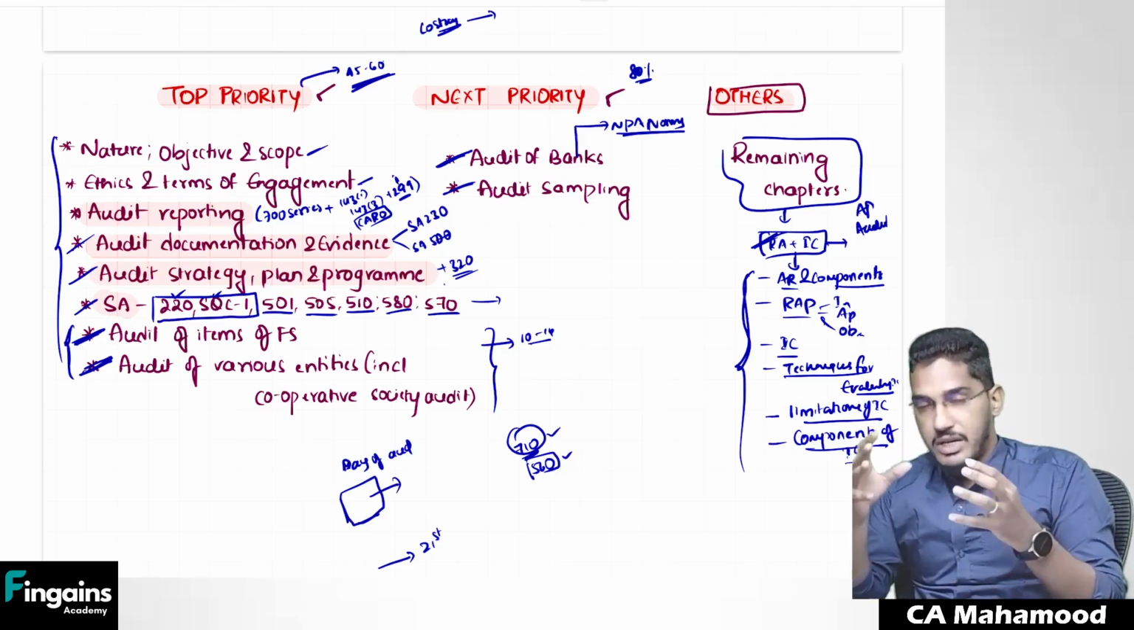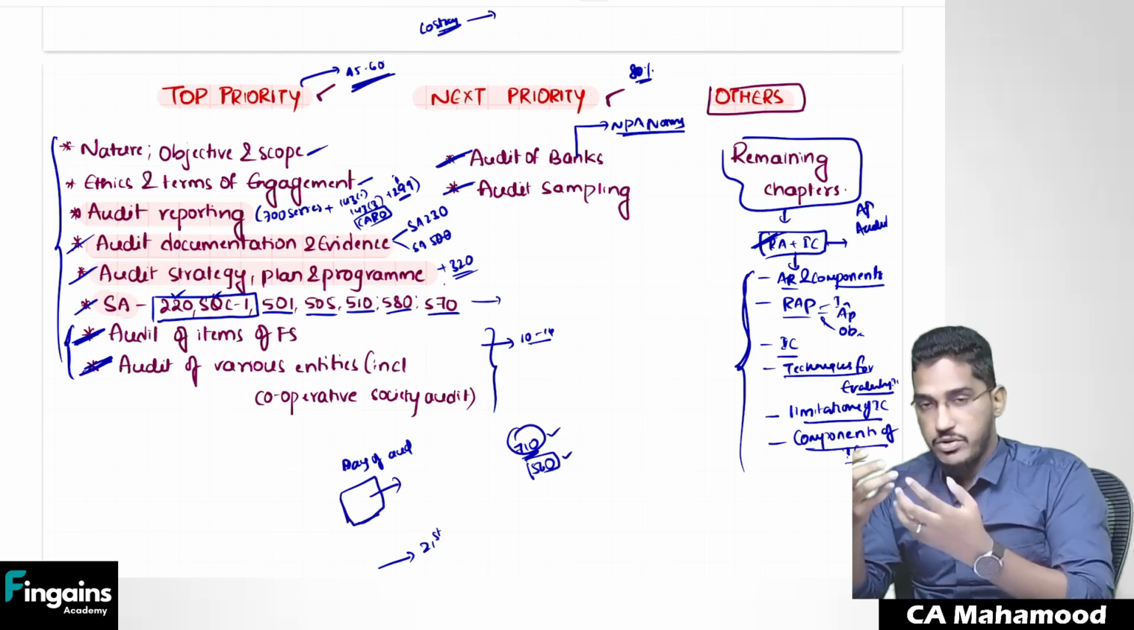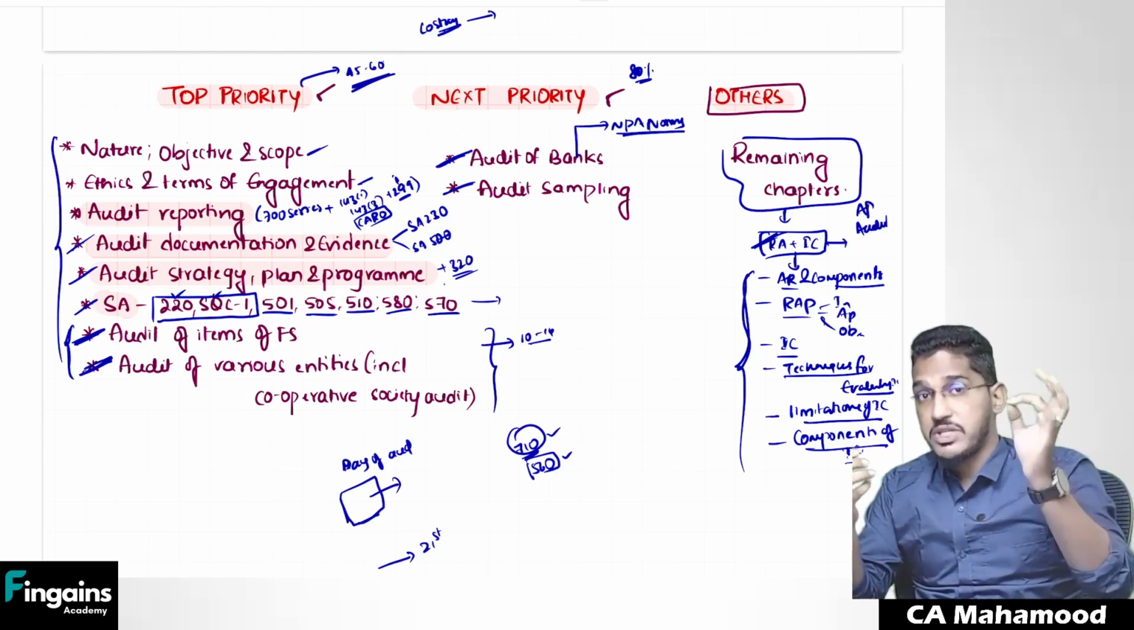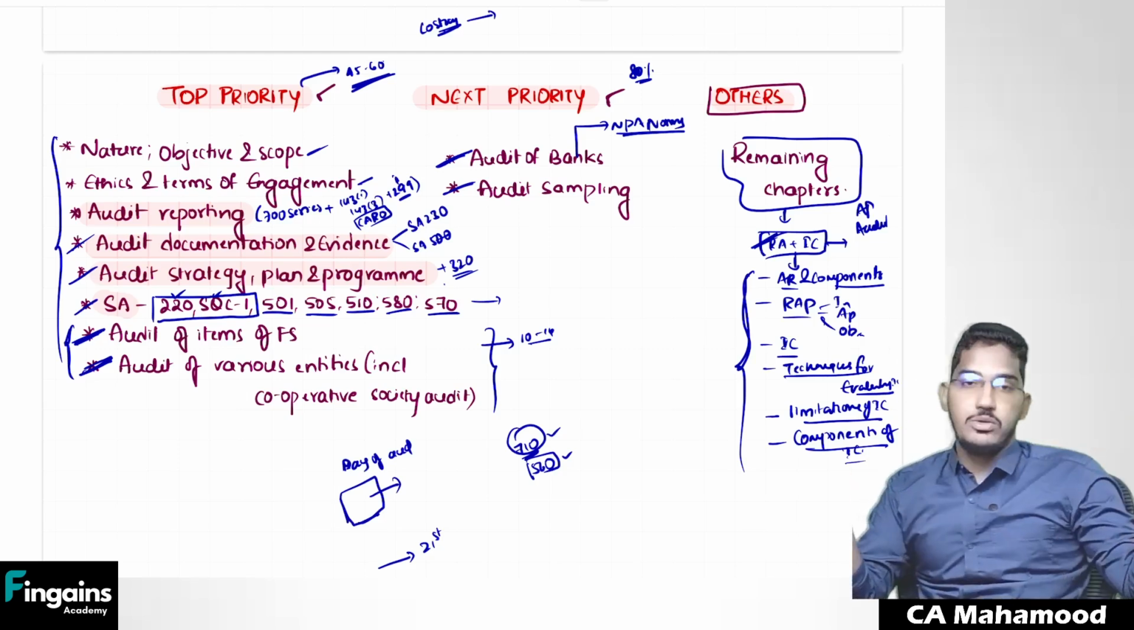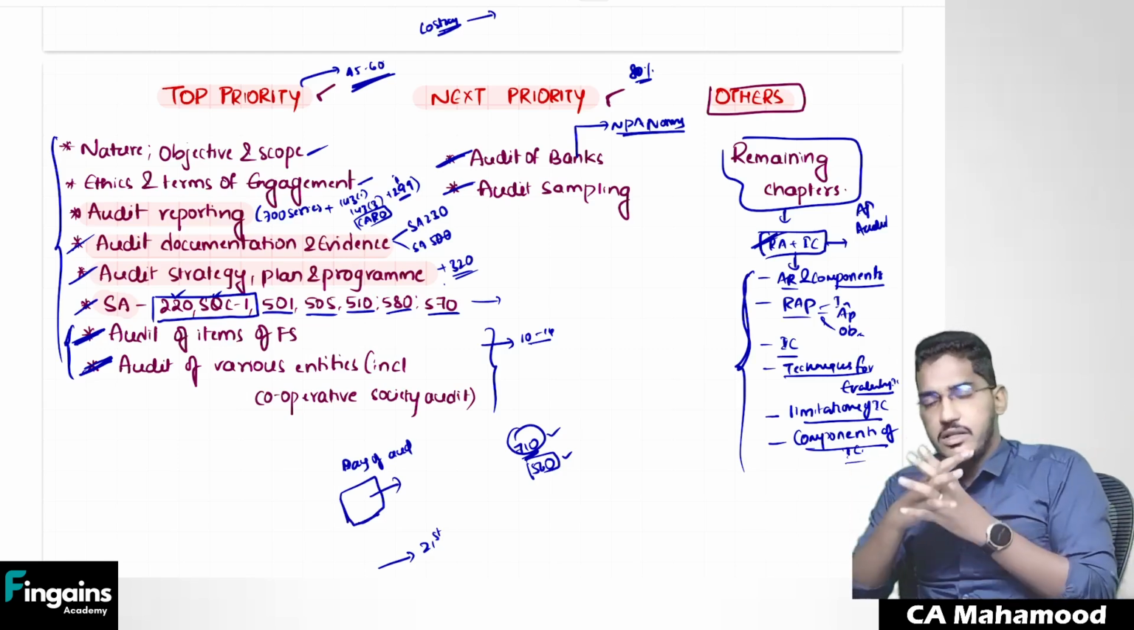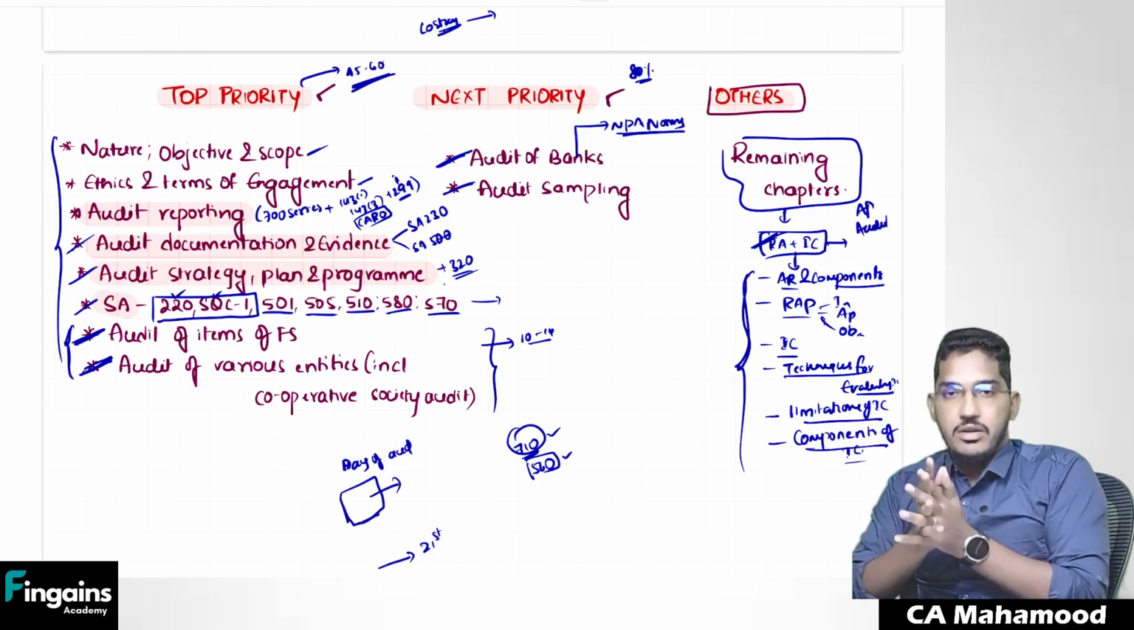If any chapter you are unable to revise quickly, you can simply go and watch the marathon, especially for the risk assessment and internal control chapter. If you don't want to open the book and read the content of that chapter, watch my marathon. So take the help of the marathon, take the help of all the resources, and try to do your best.